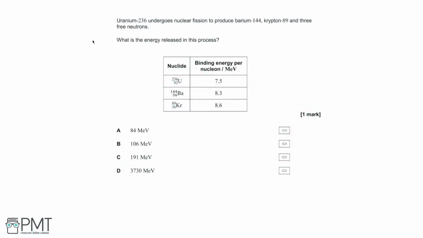This question is about binding energy and fission. The question says, uranium-236 undergoes nuclear fission to produce barium-144, krypton-89, and 3 free neutrons. What is the energy released in this process? In order to answer this question, we need to consider the concept of binding energy. Specifically, the binding energy is the energy that the nucleus gives out by bringing all the nucleons together to form the nucleus.